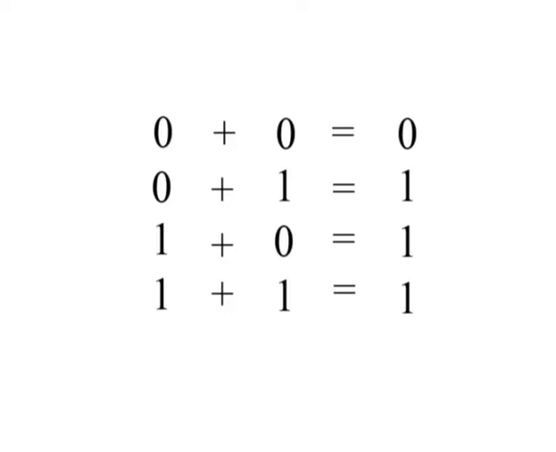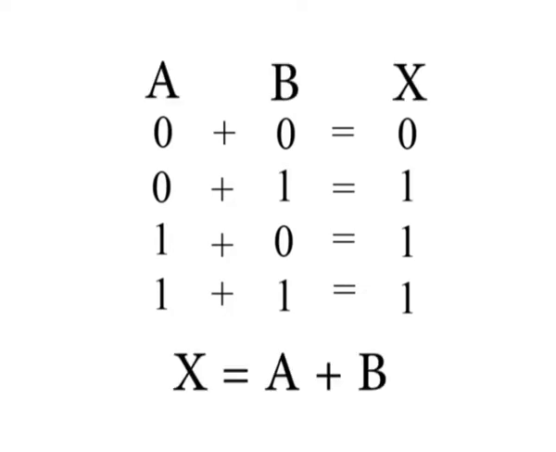Boolean addition is the same as the OR function. Notice that Boolean addition differs from binary addition in the case where two ones are added. There is no carry in Boolean addition. The operation of a two input OR gate can be expressed as follows. If one input variable is A, if the other input variable is B, and if the output variable is X, then the Boolean expression is X = A + B.